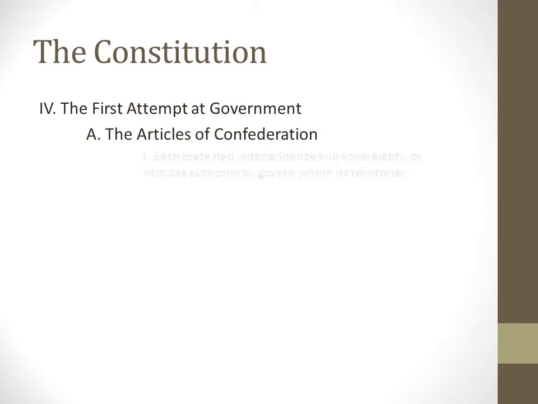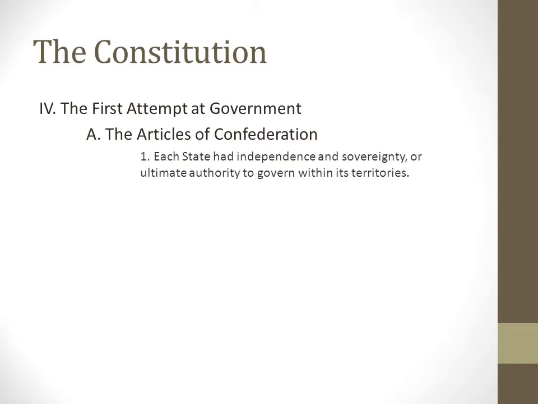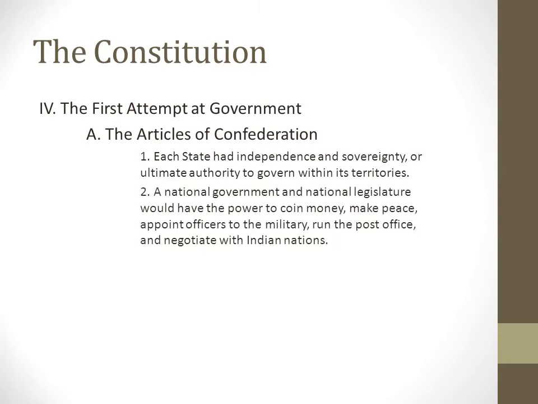So here are some key provisions of the Articles. First, each state had independence and sovereignty, which was their ultimate authority to govern within their borders and in their territory. Second, the national government and the national legislature would have power to coin money, make peace, appoint officers to the military, run the post office, and negotiate with Indian tribes. Third, each state in the Congress would have an equal vote.